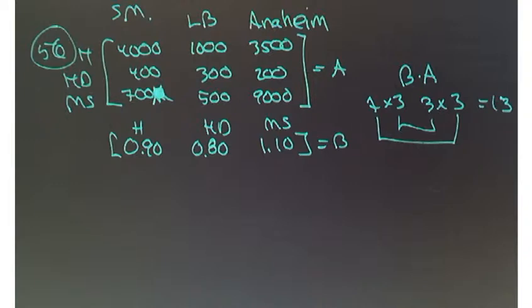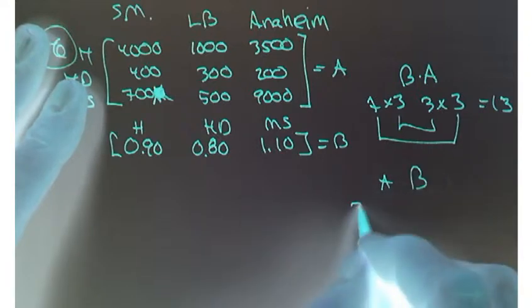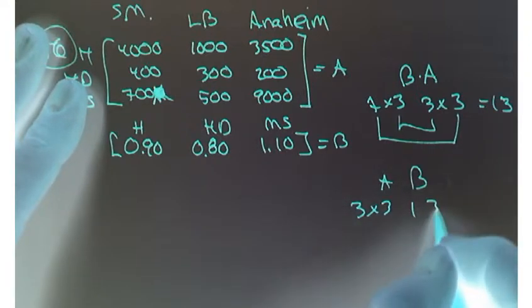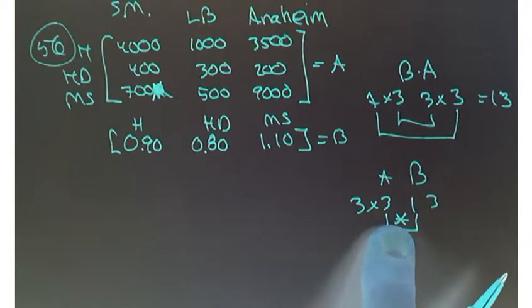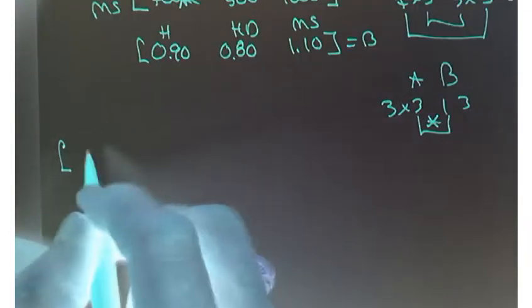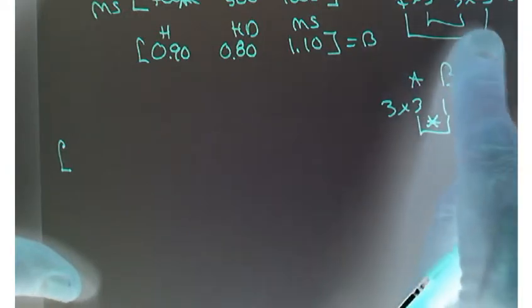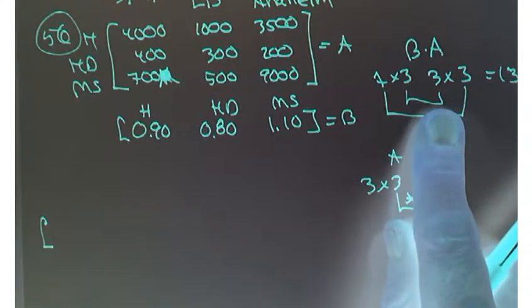Notice that this problem would not work in the other direction. If you accidentally said, oh, I want A times B, that would be a 3 by 3 by a 1 by 3, and you can't do it. These inner indices don't match. Okay, so let's do this.